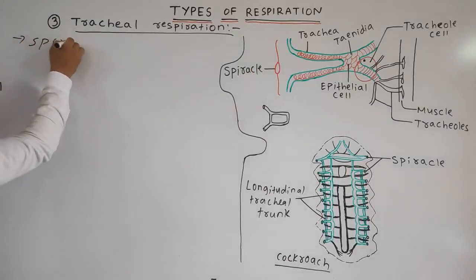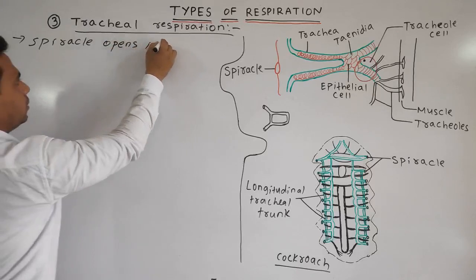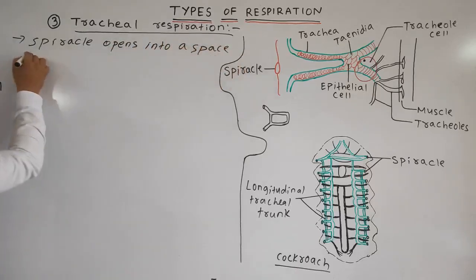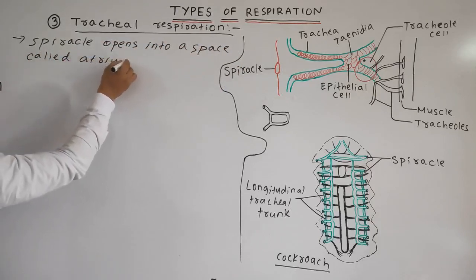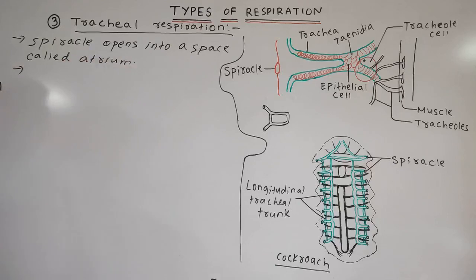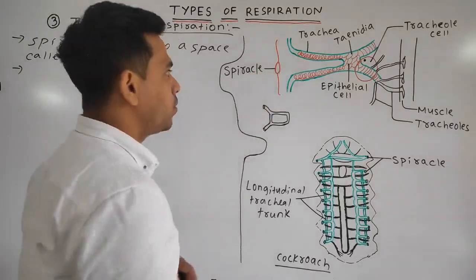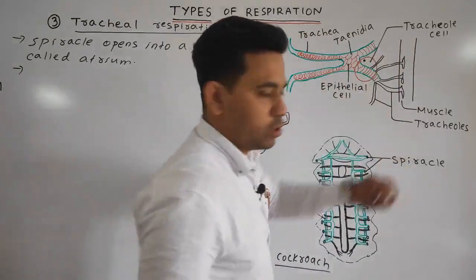Spiracle opens into a space called atrium. Okay. Further, the atrium leads to the trachea, and from the trachea fine branches come out that are called the tracheoles.